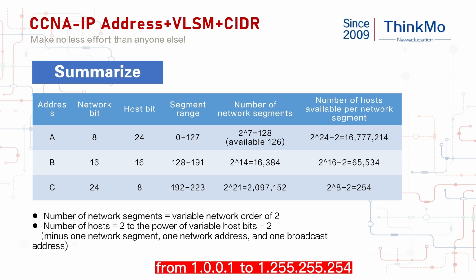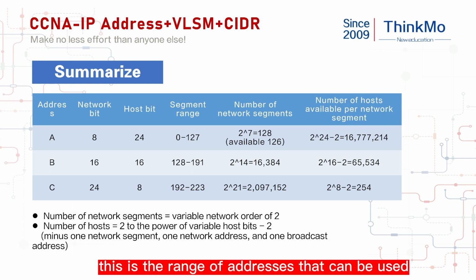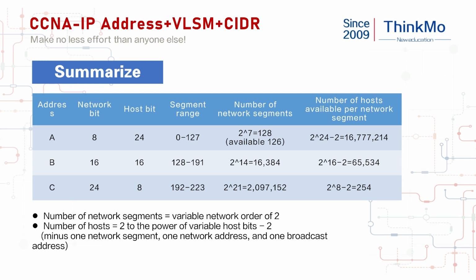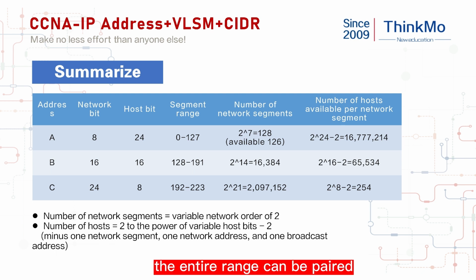from 1.0.0.1 to 1.255.255.254. This is the range of addresses that can be used. If I make a division, the entire range can be paired.